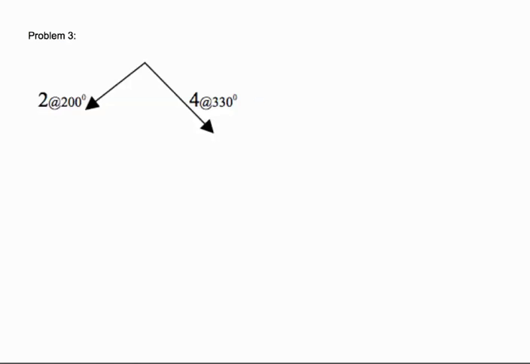Let's try another one of these problems. So let's start by drawing our first vector, and I'm going to do the 2 first. We'll put our x, which is also our adjacent, because our theta is right there, and our y, which is also our opposite.